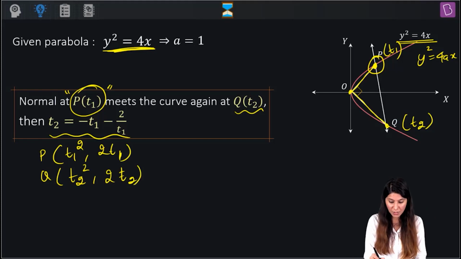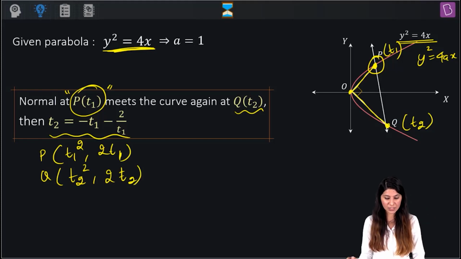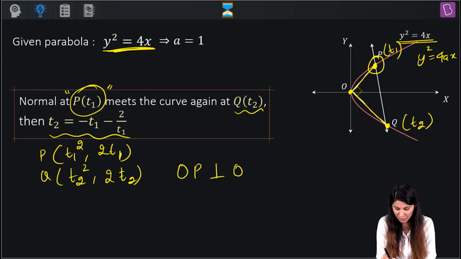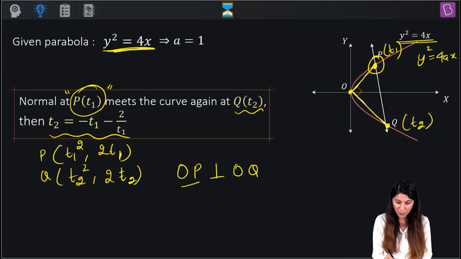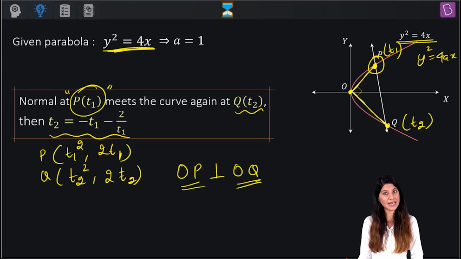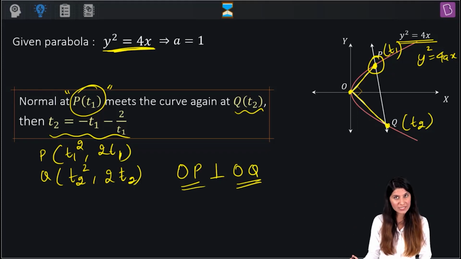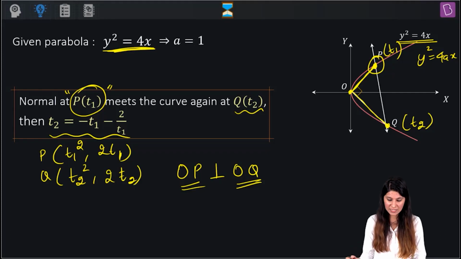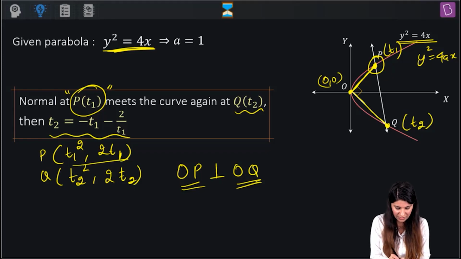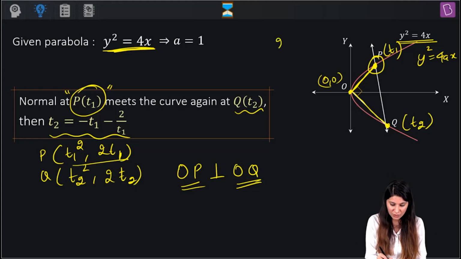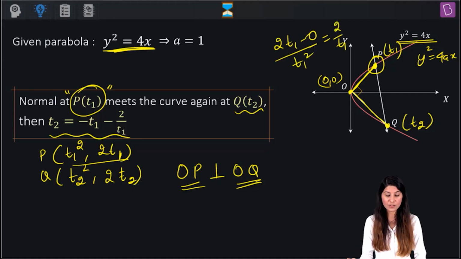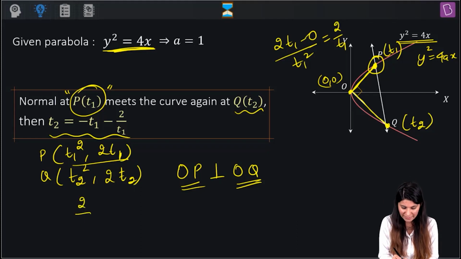You know the coordinates of point P, point Q and point O. And you know that OP is perpendicular to OQ. That means the slope of OP multiplied by the slope of OQ is minus 1, M1 M2 equals minus 1. First we calculate the slope of OP using y2 minus y1 upon x2 minus x1. O is 0 comma 0 and P is T1 square comma 2T1. So 2T1 minus 0 upon T1 square equals 2 by T1. This is the slope of OP. Similarly, the slope of OQ is 2 by T2.